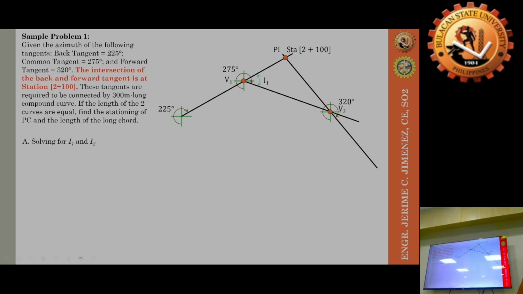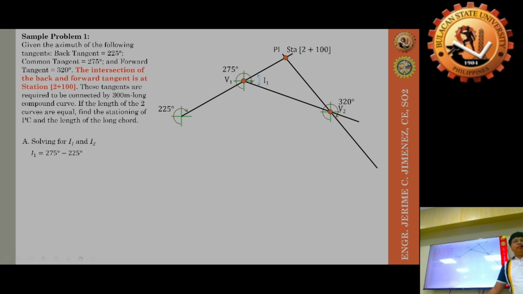Okay, so this will be your I sub 1. Find V sub 1, that's where I sub 1 is located. Find V sub 2, that's where I sub 2 is located. So how do we solve for I sub 1? I sub 1 is equal to 275 degrees minus 225 degrees.